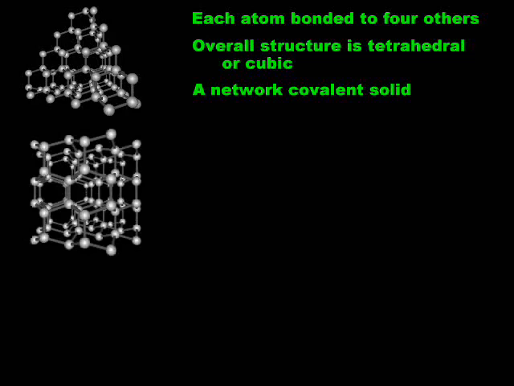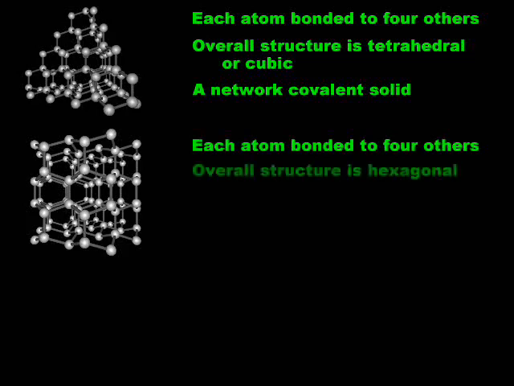Lonsdaleite is the hexagonal form of diamond. As in diamond, each carbon atom is connected to four others in a tetrahedral arrangement. However, these tetrahedra are arranged to give a hexagonal or six-sided structure. Like diamond, lonsdaleite is a network covalent solid.